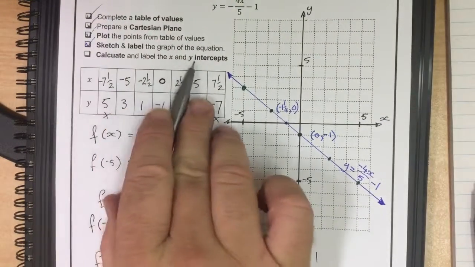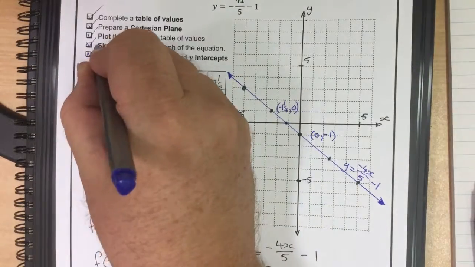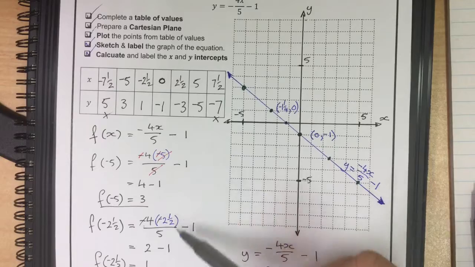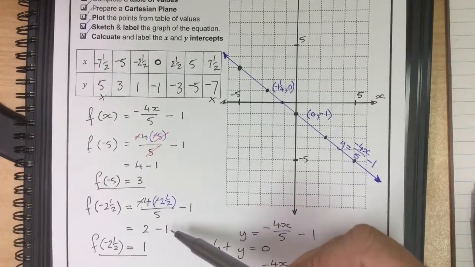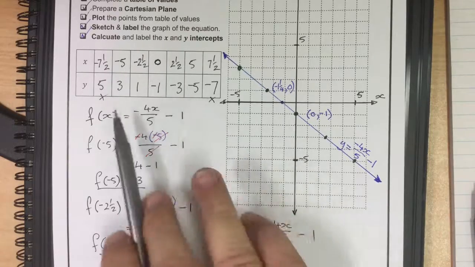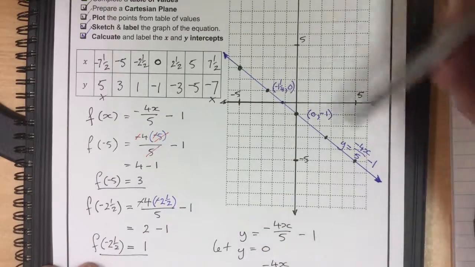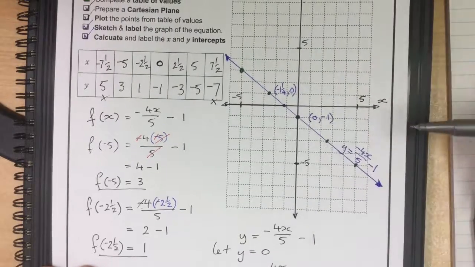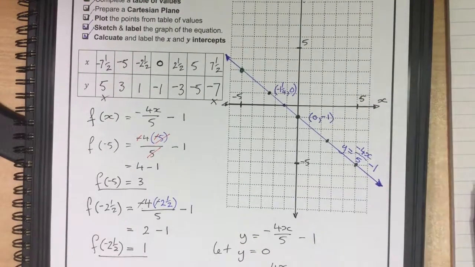I've calculated and I've labeled the x and y intercepts. I've filled in my table of values. I did a couple of practice substitutions to make sure I knew what my pattern was and that I could work it out. I plotted each of my points along the line here. I've drawn my line. I've set up my Cartesian plane. I'm finished. I'm done.